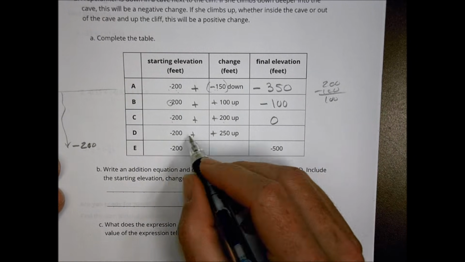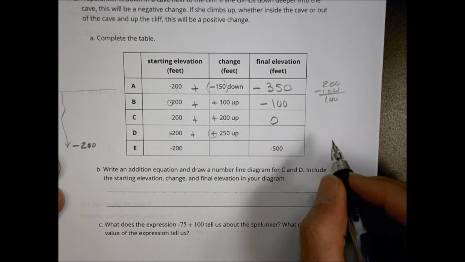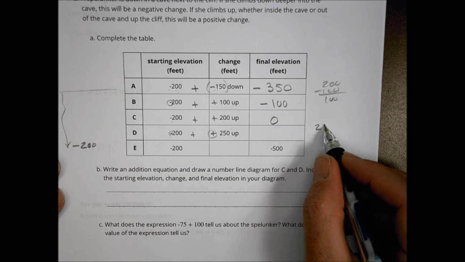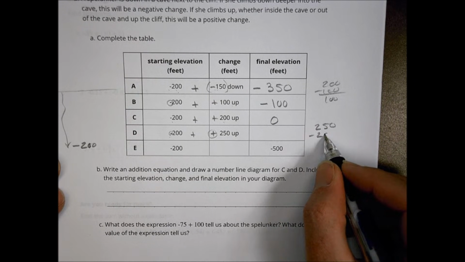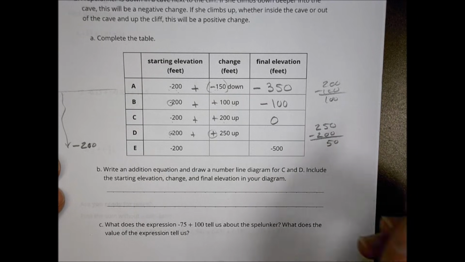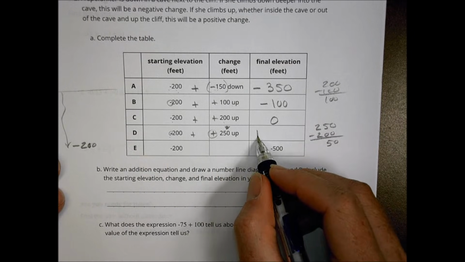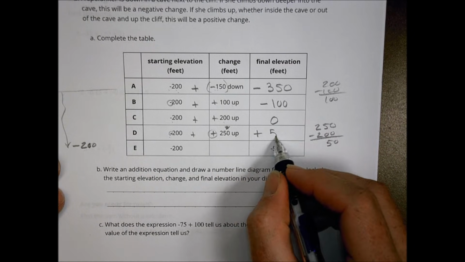Here, I have two different signs. I have a negative 200 and a positive 250. So when the signs are different, I find the difference. 250 minus 200 leaves me with 50, and I keep the sign with the greater absolute value, which in this case is positive, so that's my winner. So I have a positive 50.